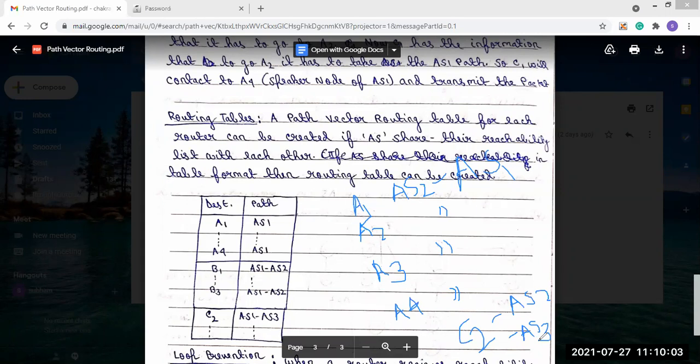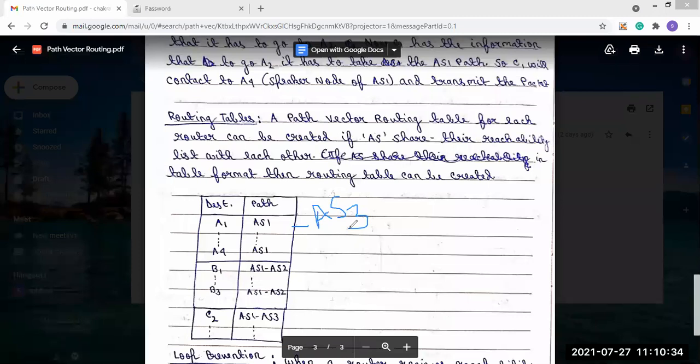Like this, if we consider it with respect to autonomous system 3, what will happen? What will it look like with respect to autonomous system 3? What will the table look like? Can anyone say what this table will look like now? Anyone?